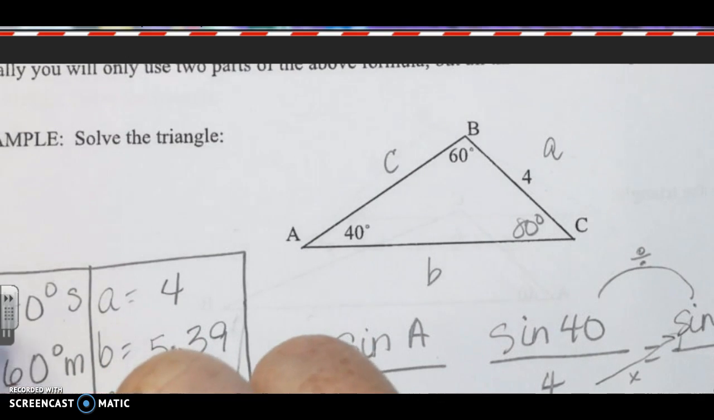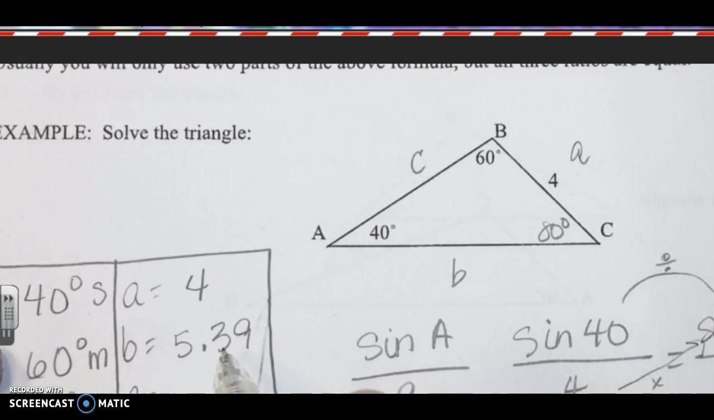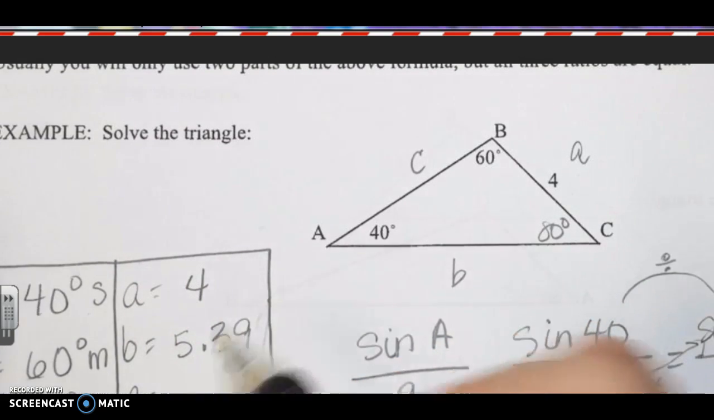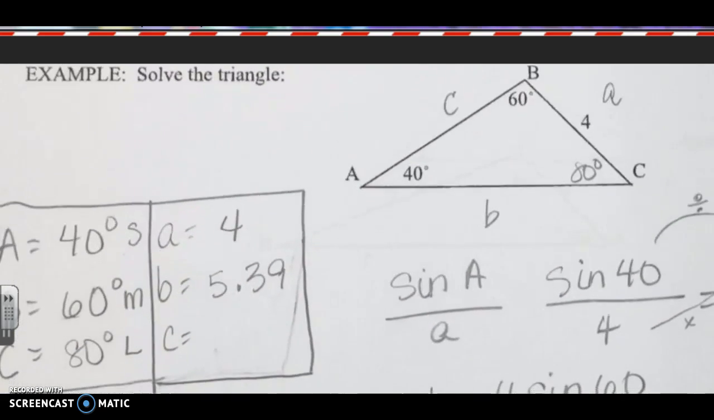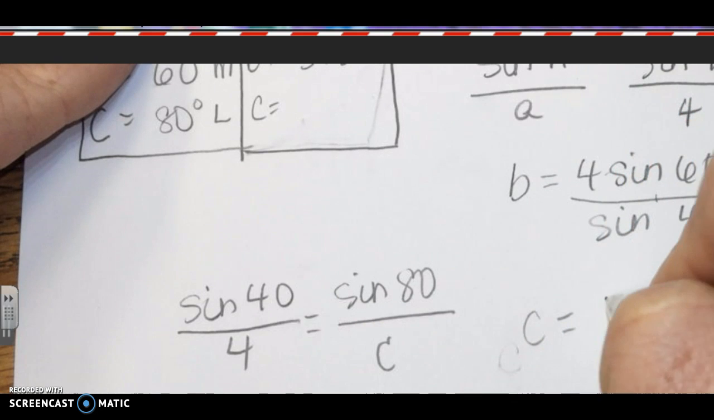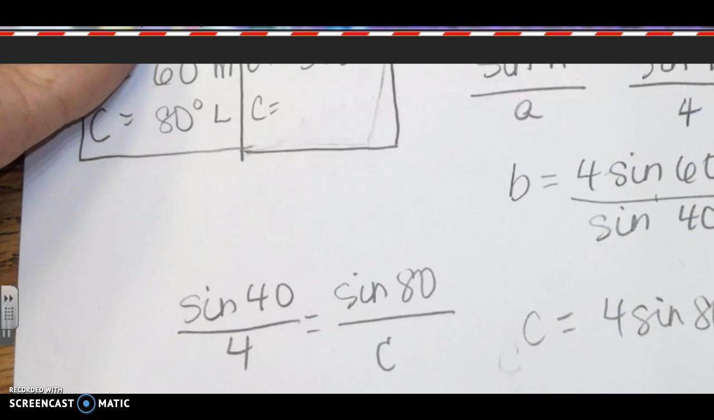And since 60 degrees is bigger than 40, 5.39 is bigger than 4, so far we're doing okay as far as our proportions go. All right, so let's do that for side C, and I'm going to put it on pause while you do that. All right, so there's my proportion set up. So C would equal 4 sine 80 divided by sine 40, and that would give you about 6.13.